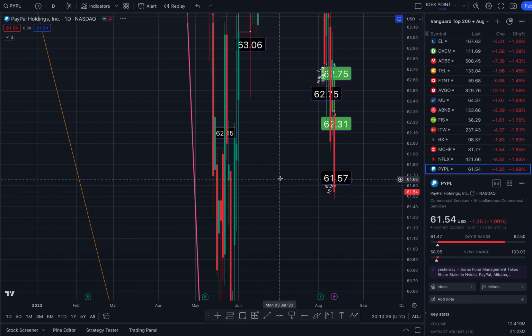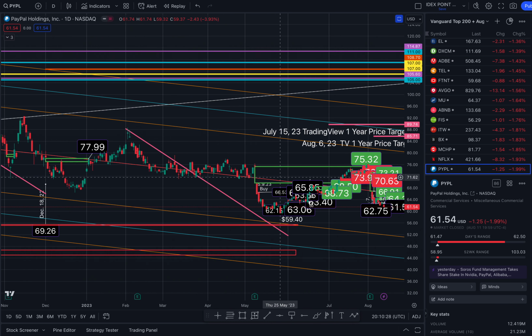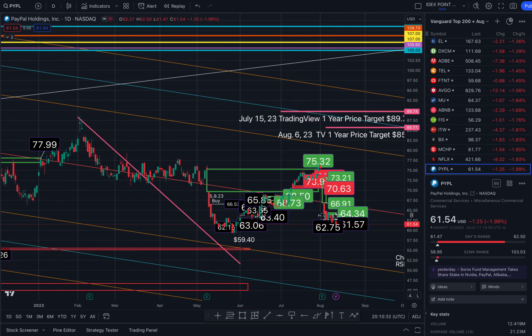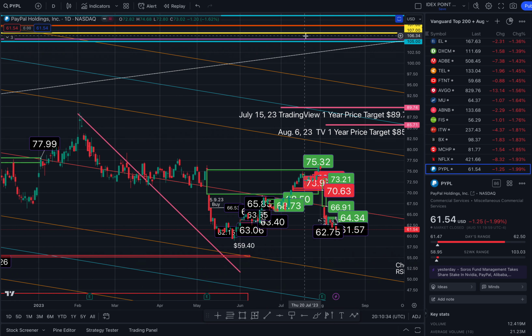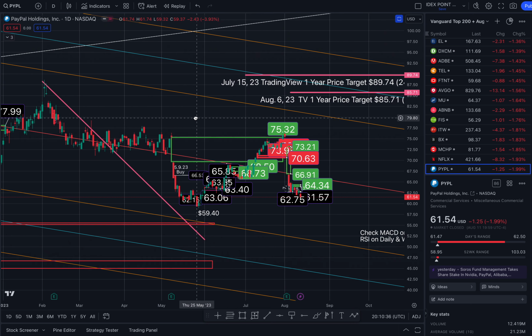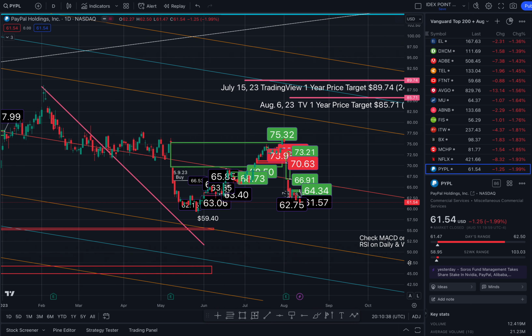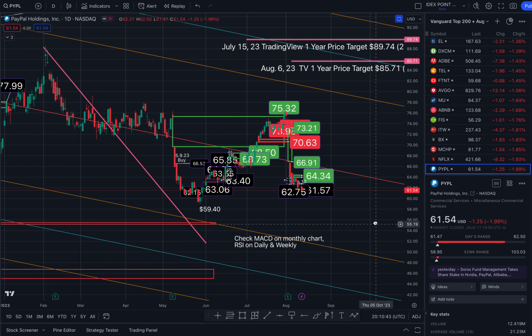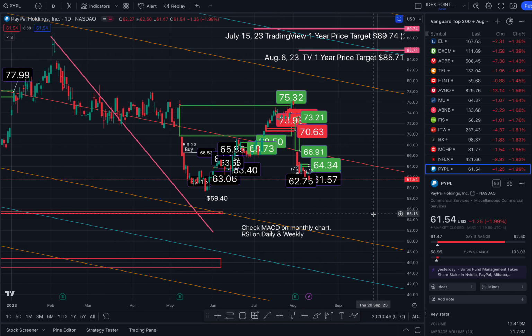Now to the daily time frame. My chart looks like a hot mess because I have looked at it so many times. Ignore all these lines. These are old price targets, and I will talk about that in just a moment. This is where we are.